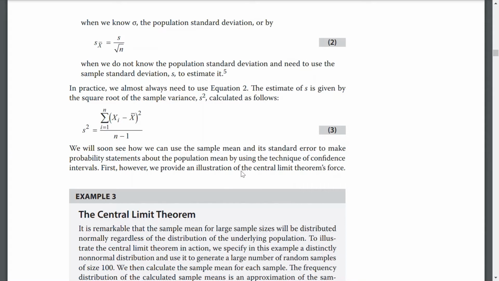We will soon see how we can use the sample mean and its standard error to make probability statements about the population mean by using the technique of confidence intervals. First, however, we provide an illustration of the central limit theorem in force.